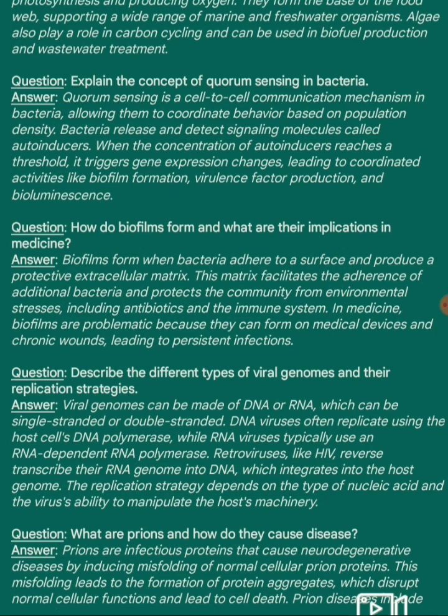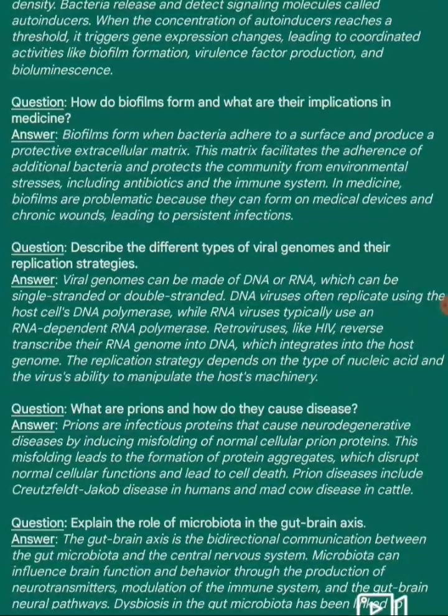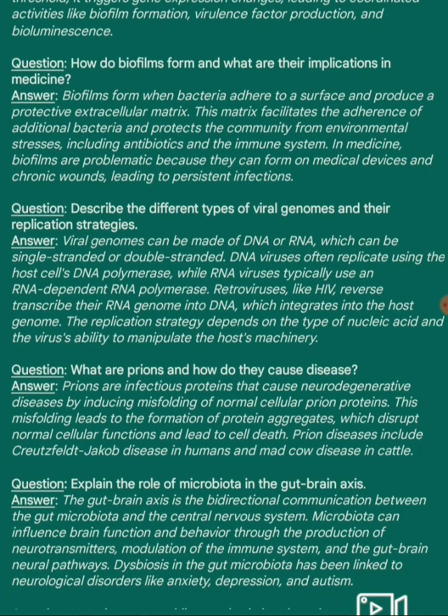Next question. How do biofilms form and what are their implications in medicine? Answer. Biofilms form when bacteria adhere to a surface and produce a protective extracellular matrix. This matrix facilitates the adherence of additional bacteria and protects the community from environmental stresses, including antibiotics and the immune system. In medicine, biofilms are problematic because they can form on medical devices and chronic wounds, leading to persistent infections.